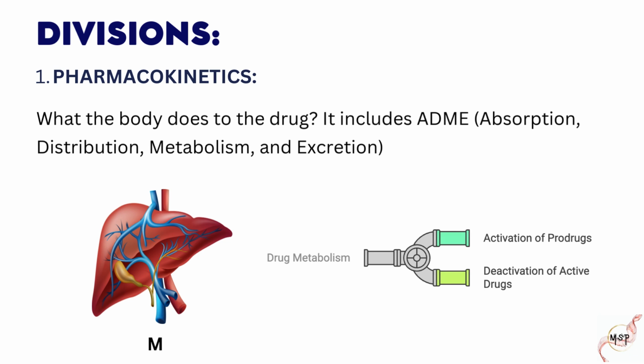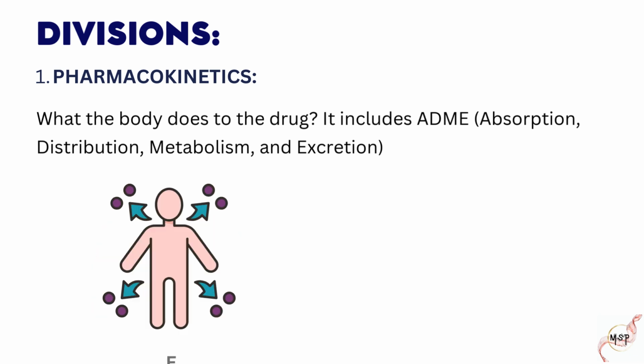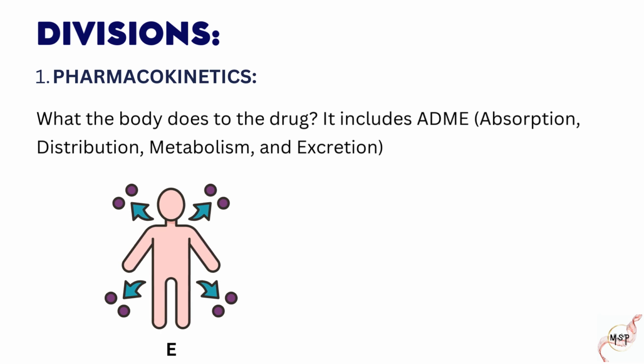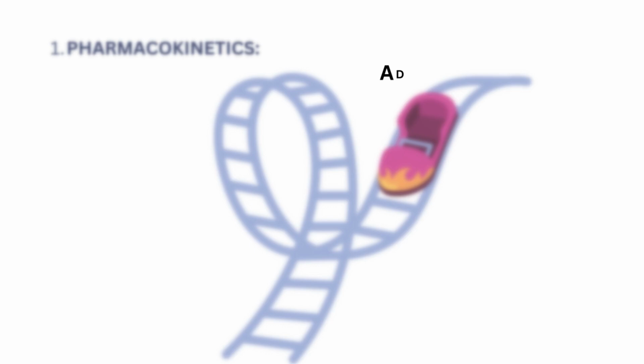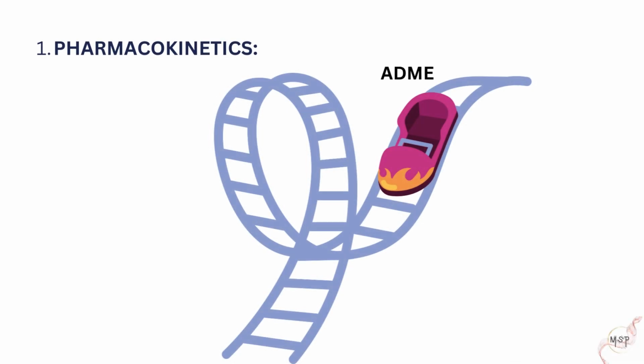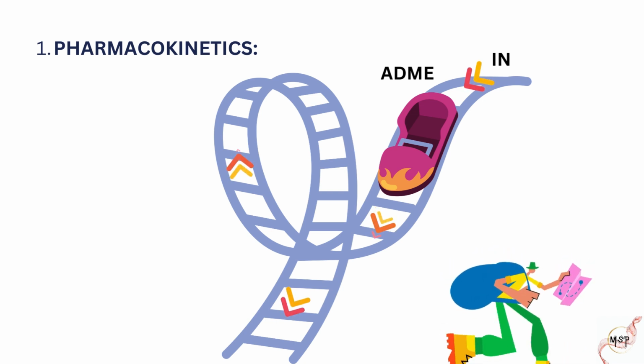The final step in pharmacokinetics is excretion. This is the elimination of drugs from the body, primarily through urine or feces, but also via breath and sweat. The efficiency of excretion is crucial for maintaining drug levels within the therapeutic range, ensuring safety and effectiveness. So, pharmacokinetics is all about the ADME adventure: how a drug gets in, gets around, gets changed, and gets out. It's the ultimate roadmap for understanding how drugs move through your body.